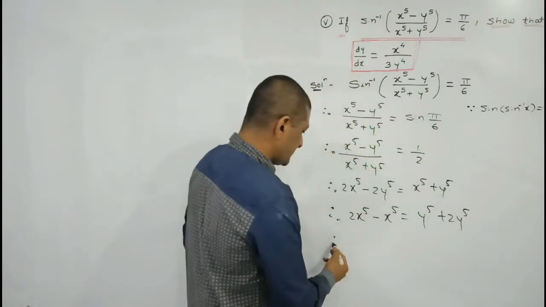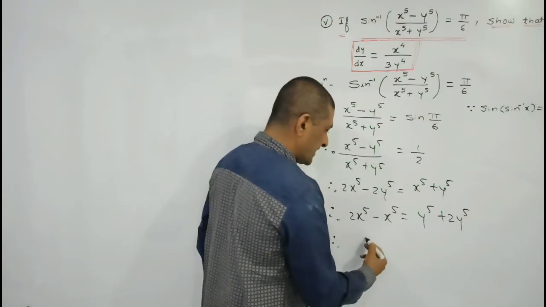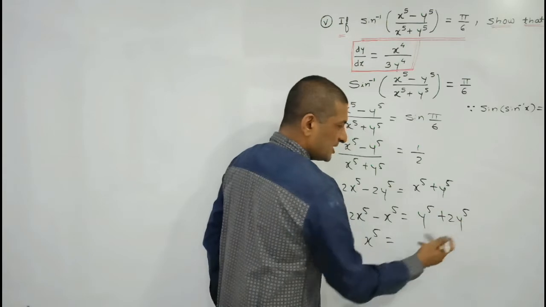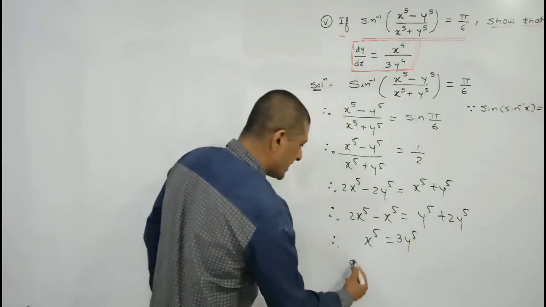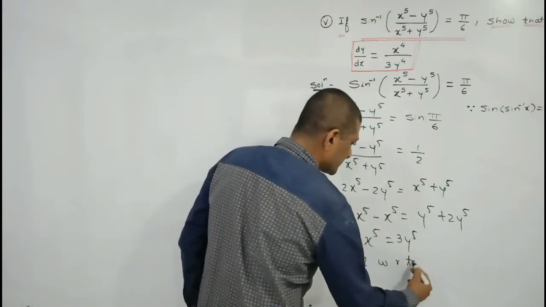Now let us simplify. 2x raised to power 5 minus x raised to power 5 is x raised to power 5, and on this side y raised to power 5 plus 2y raised to power 5 will be 3y raised to power 5. Now we are differentiating it with respect to x. So differentiate it with respect to x.